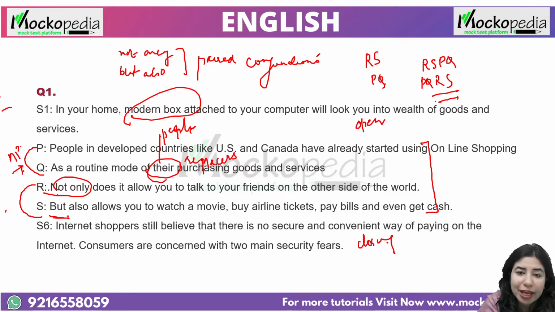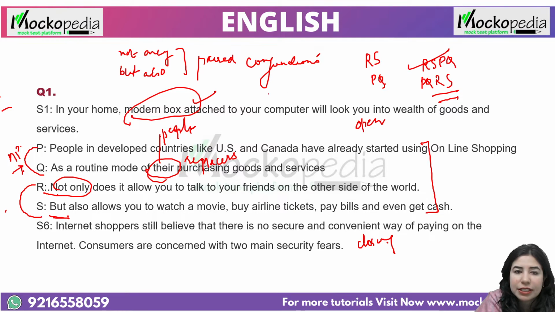So we need to check the closing statement and see which set fits better here. So which is the sentence with which we can connect S6? So let's take a look. "Internet shoppers still believe that there is no secure and convenient way of paying on internet. Consumers are concerned with two main security reasons." So if you are able to see, "still believe." So first you have to introduce who internet shoppers are, right? So that is the reason we need to first have RS PQ, and then we are going to go for statement S6. So the best combination here would be the first one, right?